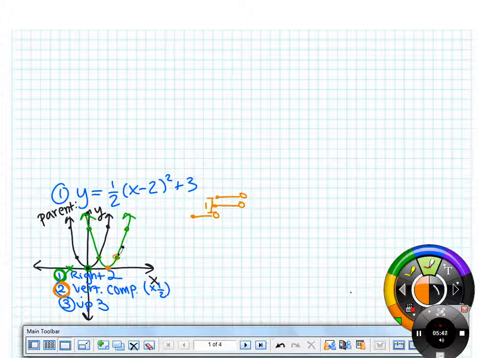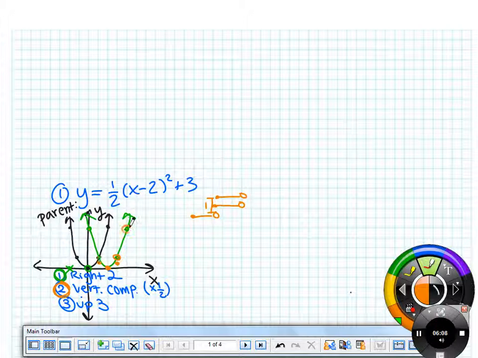So like this point right here is 1 unit above the vertex. So if we compress that by 1/2, how high will that point be now above the vertex? 1/2. We're just going to take the 1 and multiply it by 1/2. So it's only going to be half the distance from the vertex that it used to be. Okay, so those two are there.